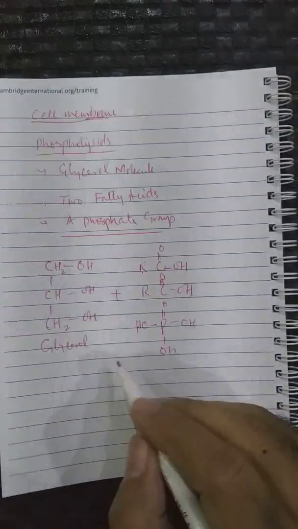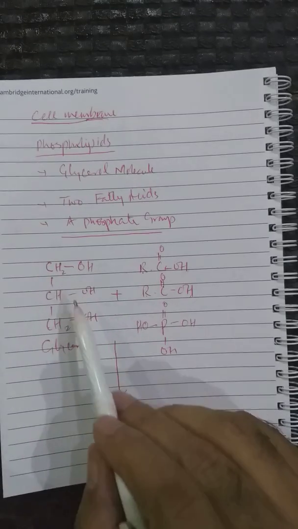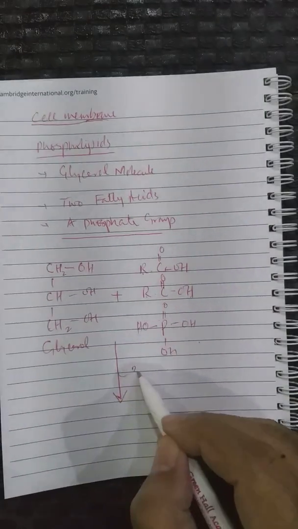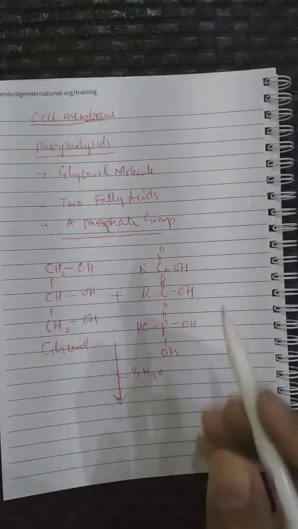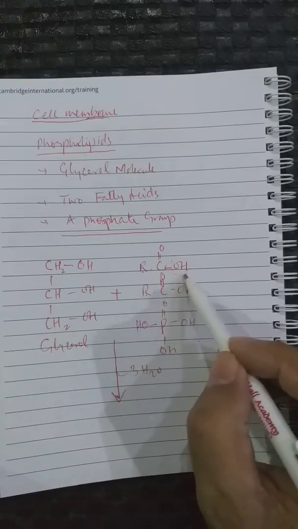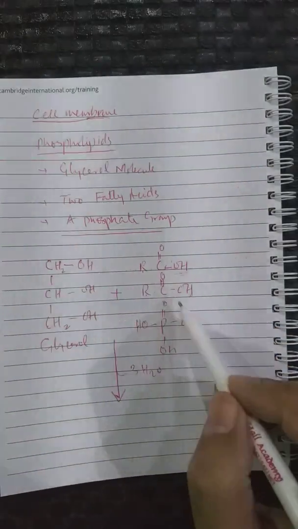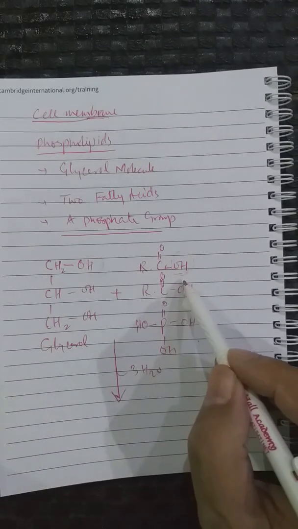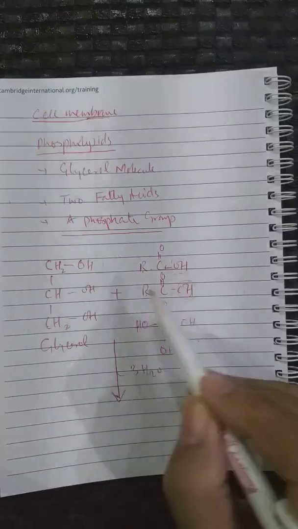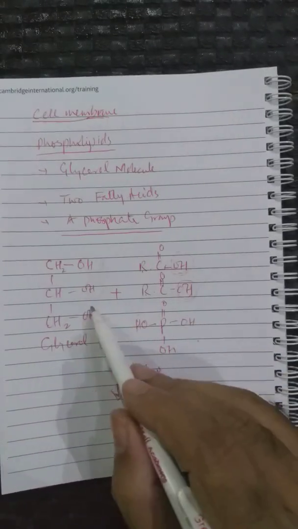Okay, condensation between glycerol and these two fatty acids and a phosphate group eliminates three water molecules. One water molecule will be eliminated from the hydroxyl group of this fatty acid and hydrogen from here, and another water molecule will be removed from the other fatty acid, the hydroxyl group from this fatty acid and hydrogen from here, and then a hydroxyl group from here and hydrogen from here.